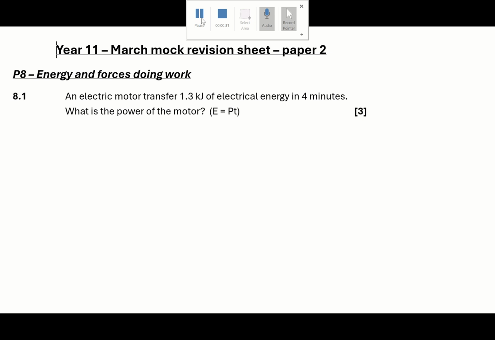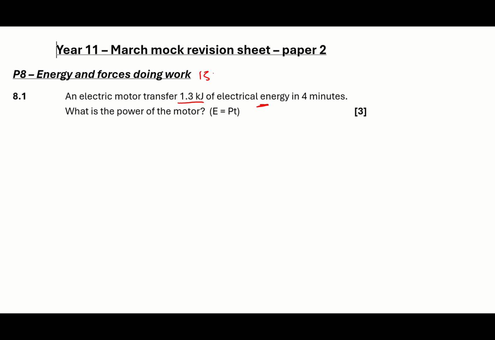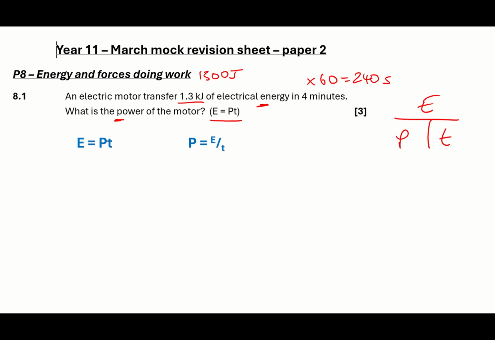So P8, got energy and forces doing work, and you've done parts of this in year 9 and 10. So an electric motor transfers some electrical energy, and I can see 1.3 kilojoules. So times that by 1,000, 1,300 joules in 4 minutes, times by 60 equals 240 seconds. What's the power? And it tells us the formula, energy equals power over time. So we know that this is the PET formula. And then we're away. So rearrange it, P equals E over T. Take the 1,300, do the unit change, take the 240, do the unit change, put that all together, 5.42 watts.